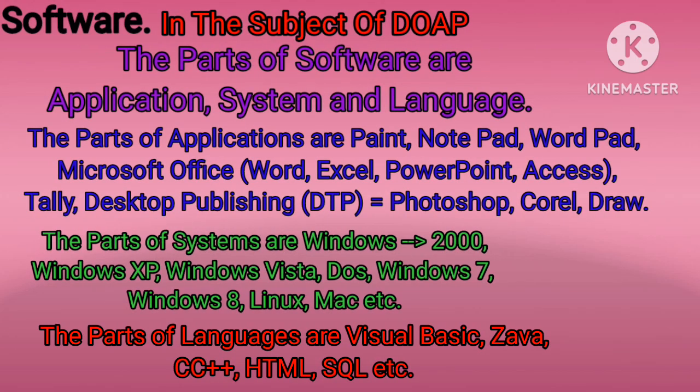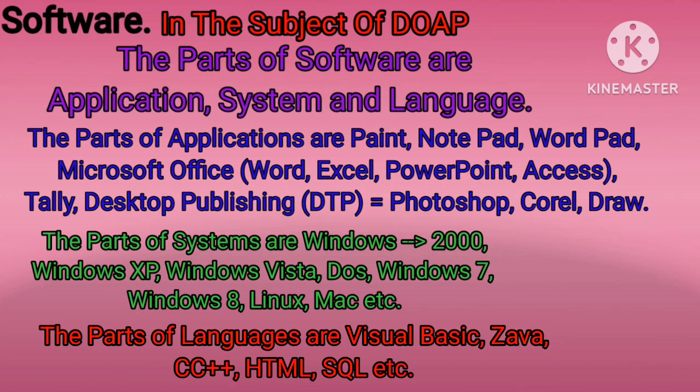In the Diploma in Office Automation and Publishing subject, the parts of software are application, system and language. The parts of applications are Paint, Notepad, WordPad, Microsoft Office, Word, Excel, PowerPoint, Access, Tally, Desktop Publishing DTP, Photoshop, CorelDRAW.